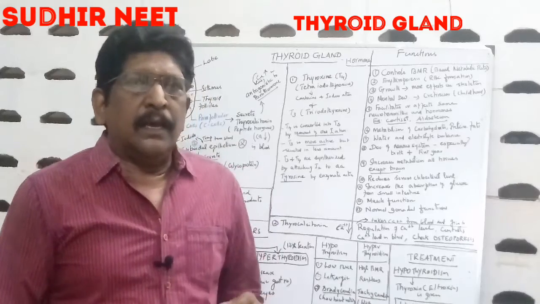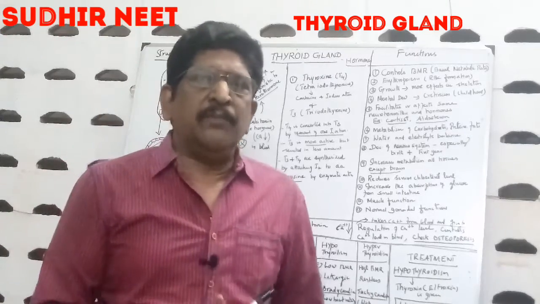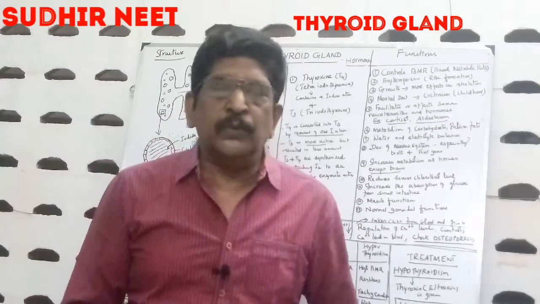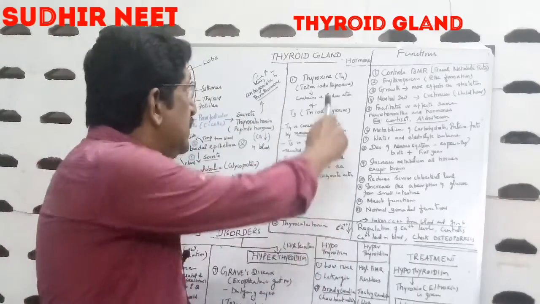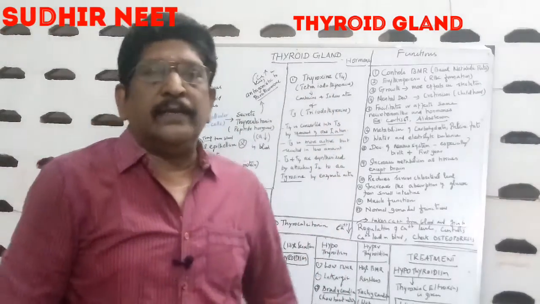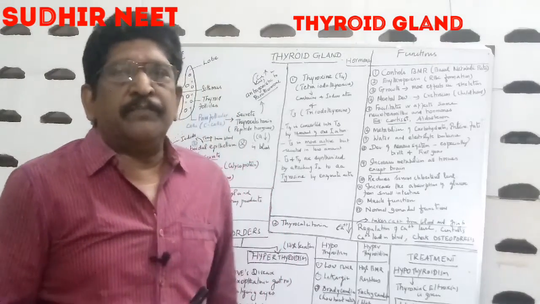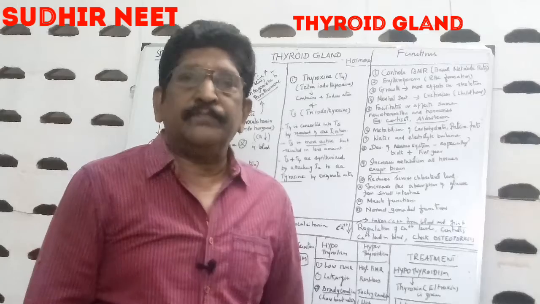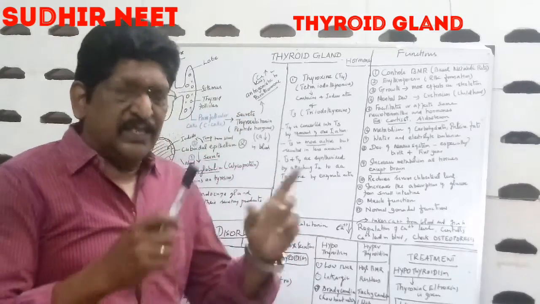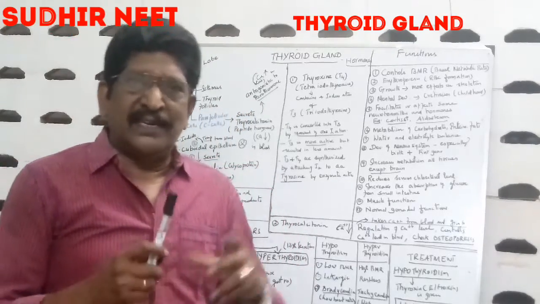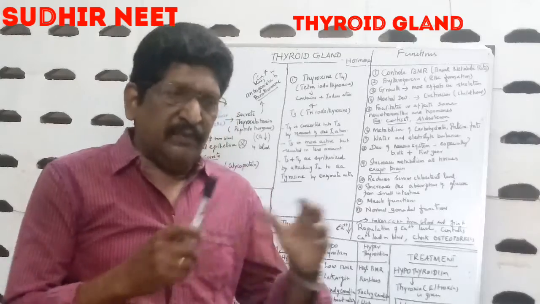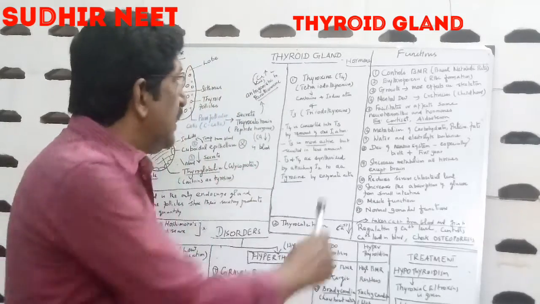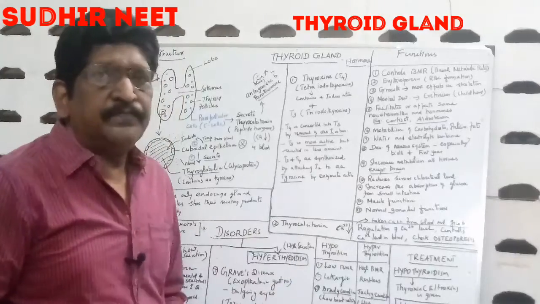Today we shall move on to another very important endocrine gland from the NEET point of view, that is the thyroid gland. Thyroid gland, its structure, what are the hormones secreted, and what are the disorders, and what are the treatments for them. So everything we are going to see in this video. So now we shall take up the thyroid gland.